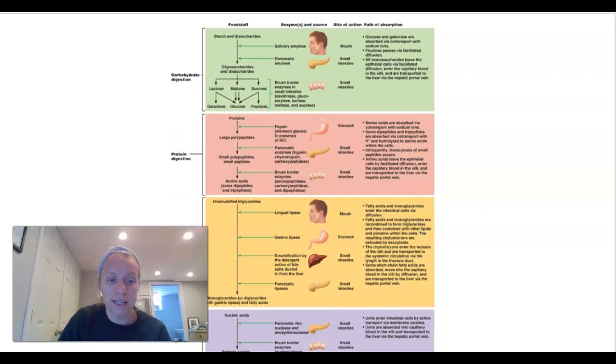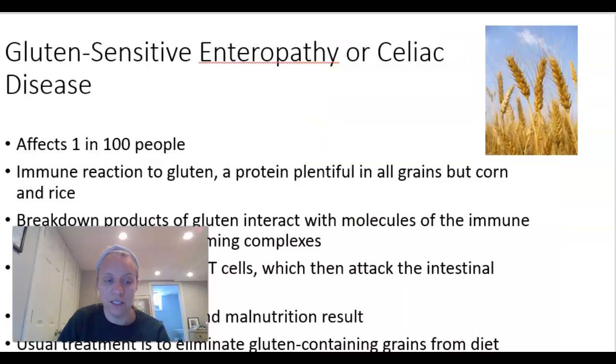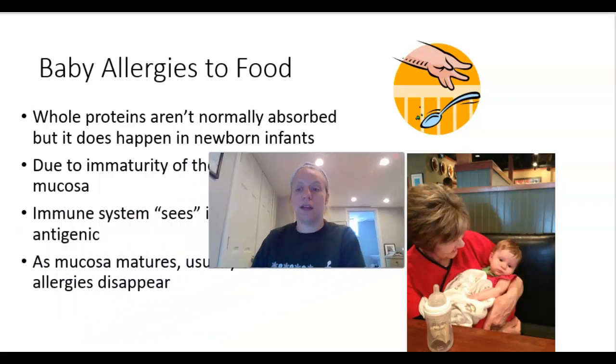The remaining 3 slides are just FYI information about various digestive situations like gluten sensitivity, celiac disease, lactose intolerance, and baby allergy to foods. You certainly are welcome to look at this and read it. I would be happy to answer any questions about this, but that is not going to be tested on.